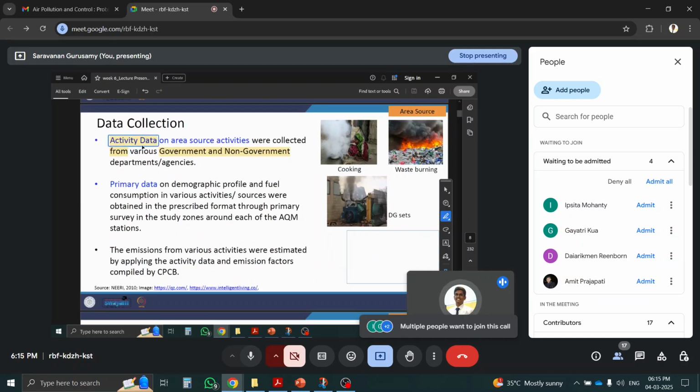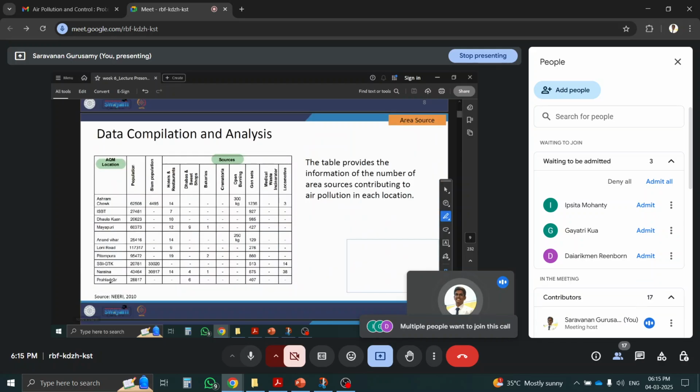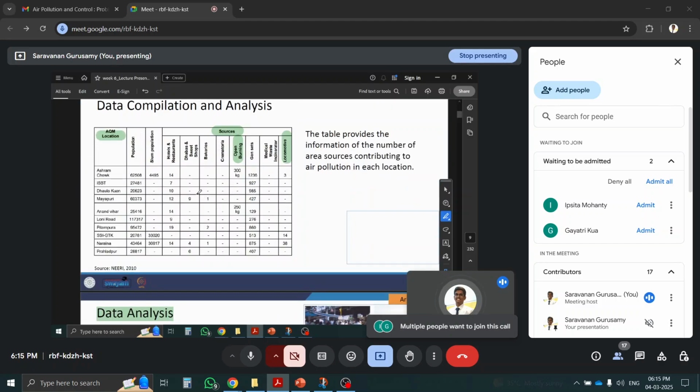And the data was collected, as I mentioned, the first is data collection. So activity data was collected from the government and non-governmental agencies, and the primary data was collected for these 10 study areas. You can see here what the sources are and what the different locations are. In area sources itself, what are the different sources they have calculated, and point sources and line sources, what are the locomotives. In point sources they are talking about open burning, and for area sources they have taken different industrial and commercial sectors, in and around the same 10 study area locations. Okay, this is the number of sources.